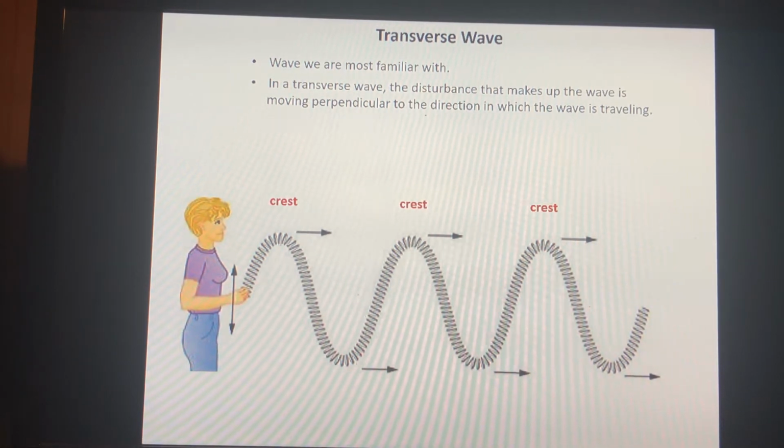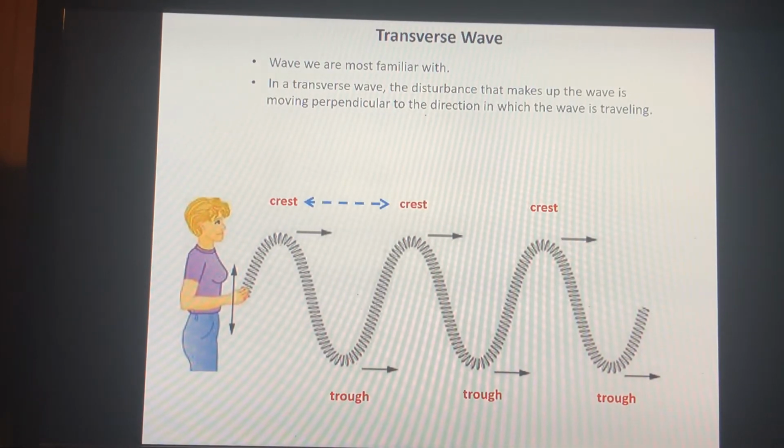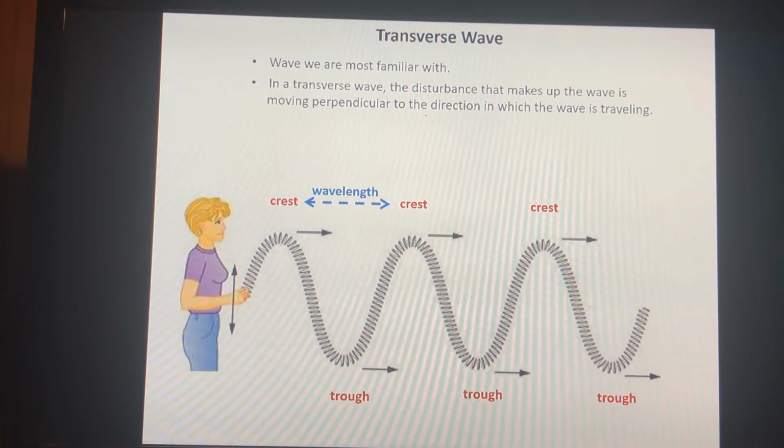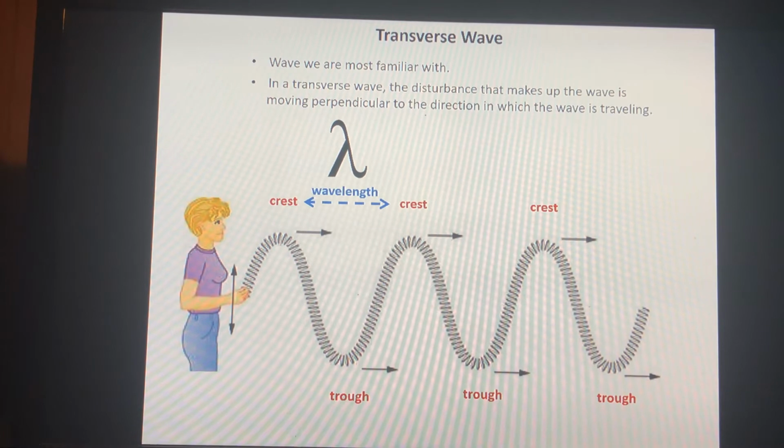Now with the transverse wave, the highest point of the wave we call the crest, and the lowest point of the wave we call the trough. We can measure the wavelength by measuring either from crest to crest or from trough to trough. We're going to use the Greek letter lambda to designate wavelength when we do our math later on in the chapter.